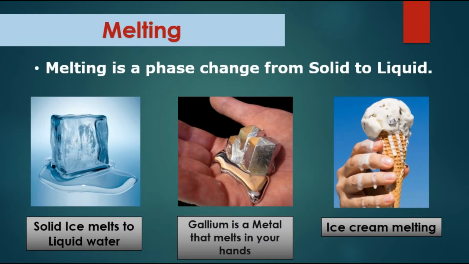So first is melting. Melting is a phase change from solid to liquid. So from solid, matigas yung solid natin, it can change into liquid. Okay, so for example, we have a solid ice. So ice is hard when it's still in a solid state. So once it melts, pag mainit, nilabas natin siya sa ref, mainit na. So it will melt into liquid water. Gallium is a metal. It's a type of metal that melts in our hands.